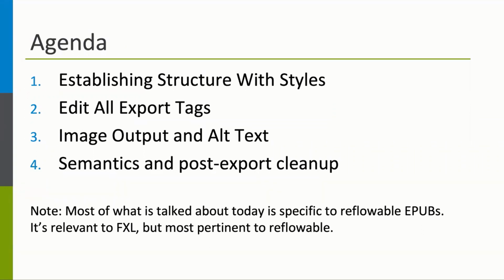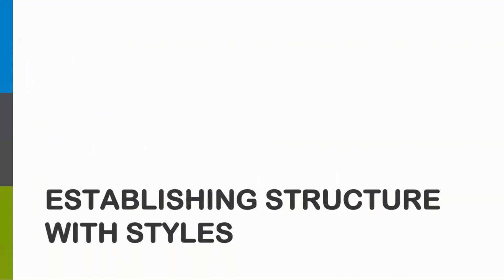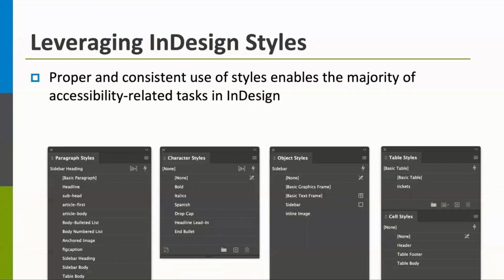And with that, I'm going to kick off on establishing structure in your InDesign file using styles. There are a number of best practices that we'll cover today, but the most fundamental of them all is the proper and consistent use of styles, primarily paragraph, character, and object styles. Styles are essential to defining the appearance of content in a document, and they enable designers and production teams to quickly and efficiently make sweeping changes to formatting throughout an InDesign file.